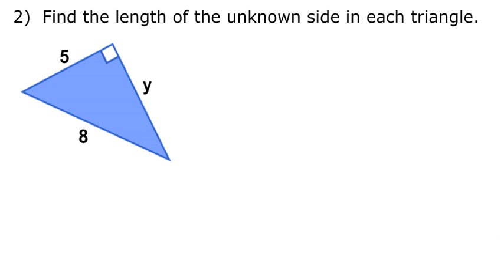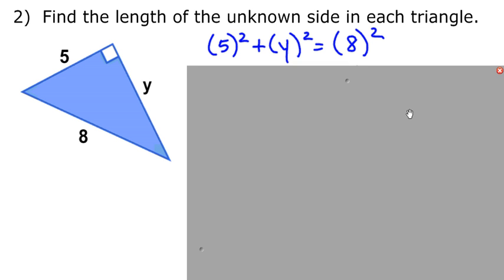Let's have you try another one. Can you find the length of the unknown side of the triangle? So here we're looking for y. Y represents one of the legs of the triangle. We have one leg of 5 and a hypotenuse of 8. So using our Pythagorean theorem, we can solve for our unknown.